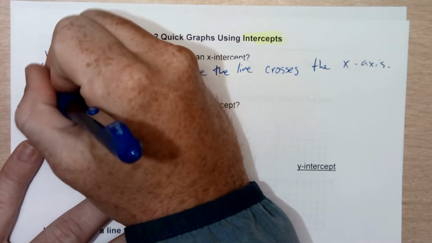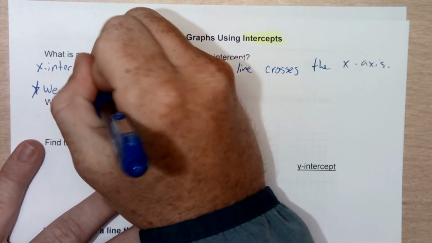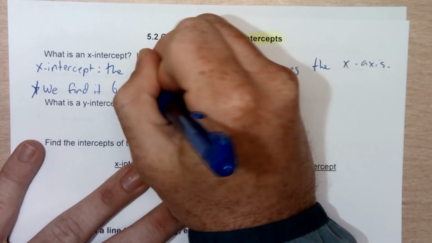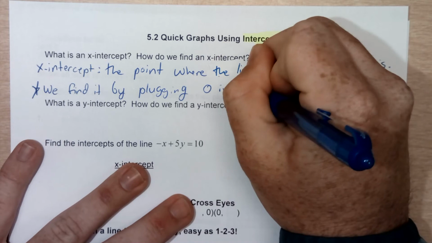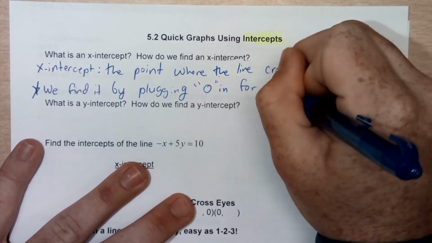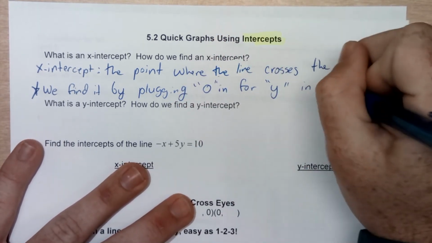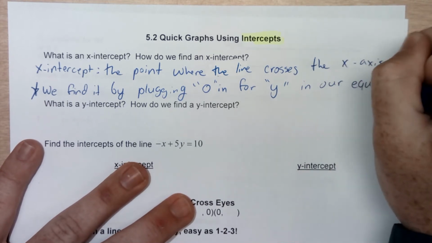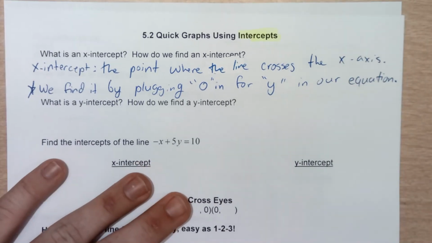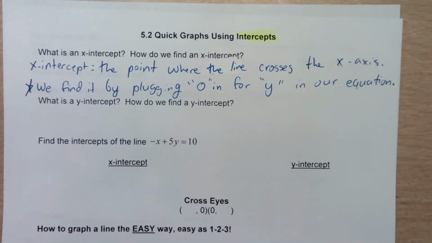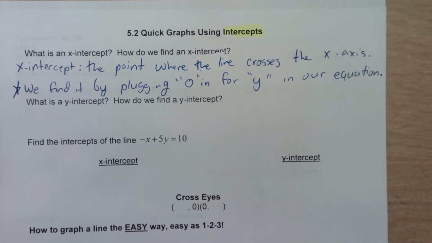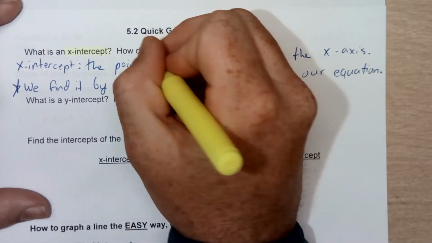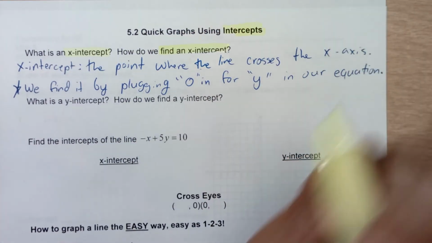And we find it by plugging 0 in for y in our equation. So the x-intercept is the point where the line crosses the x-axis, and we find it by plugging in 0 for y into our equation. Okay. So like I said, we have x-intercept. And how do we find it? Finding an x-intercept, you plug in 0 for y.